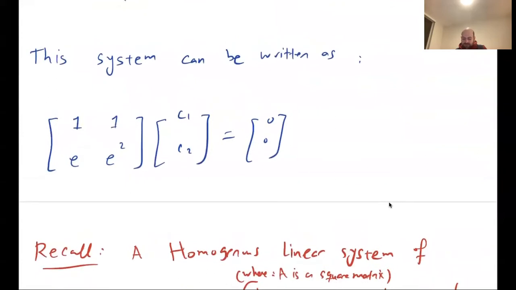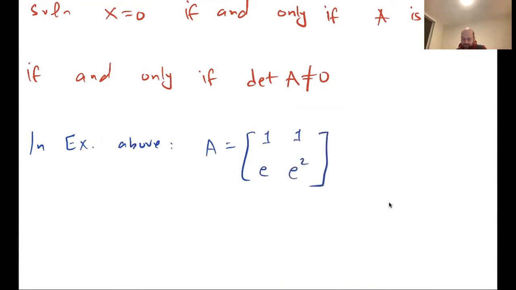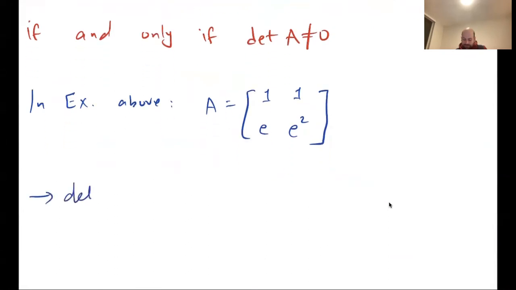So now in this example, in the example above, our matrix A is 1, 1, e, e squared. So determinant A will be e squared minus e, which is not 0. Determinant of a 2 by 2 is like ad minus bc. This times this, 1 times e squared, which is e squared, minus 1 times e, which is e. e squared minus e is non-zero.